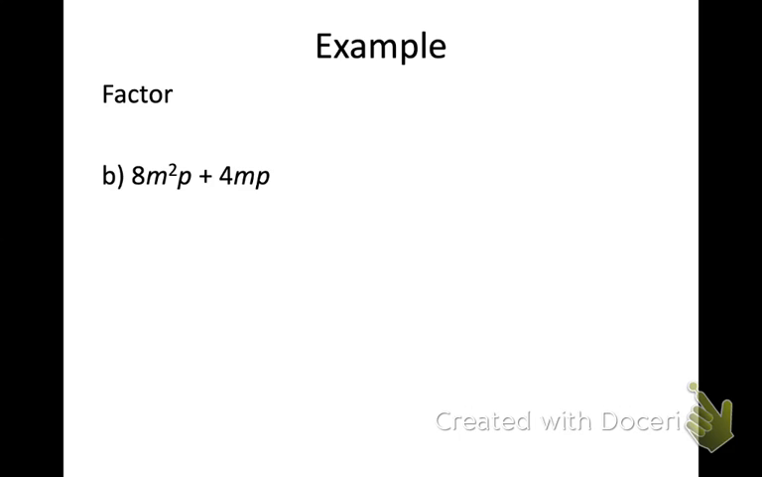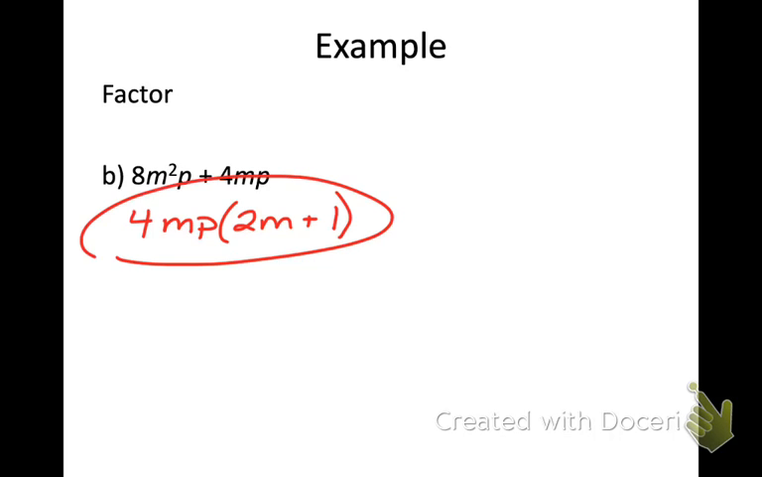B, 8m squared p plus 4mp. What's the GCF? I can take out a 4, I can take out an m, I can take out a p, and when I do that, I'm left with 2m plus, this is always going to be a 1. Some of you guys were losing points on past problems. If your GCF is the term, you need to have a 1 there so that you have something to distribute it to. Then if I look at the remaining polynomial inside my parenthesis, 2m plus 1 can't be factored further, so I am done. Check it. That gets me 8m squared p plus 4mp, so I know I did it right.